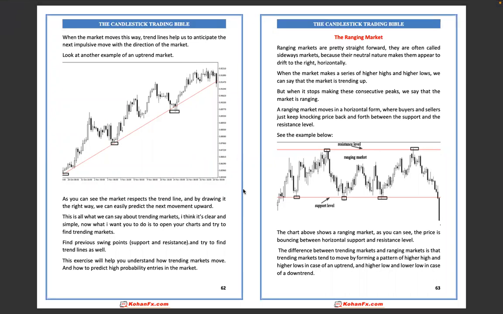I know you may have questions. Let me finish with the trending market, then we go to the charts and do top-down analysis. So let me finish with the market structure.